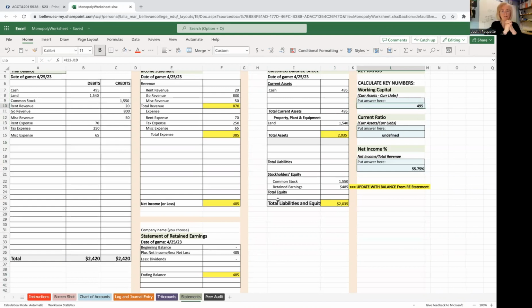All right, so this looks good to me. I'm not checking every journal entry. You might give it another check, but let's talk about retained earnings.